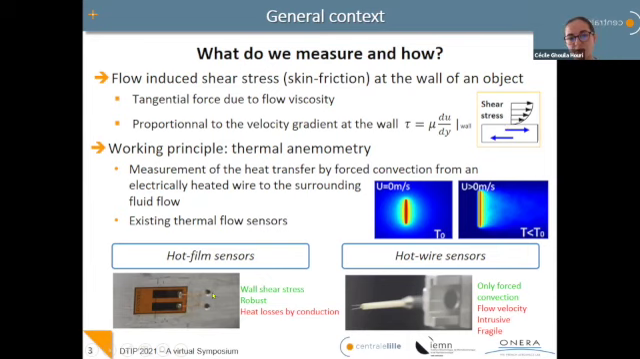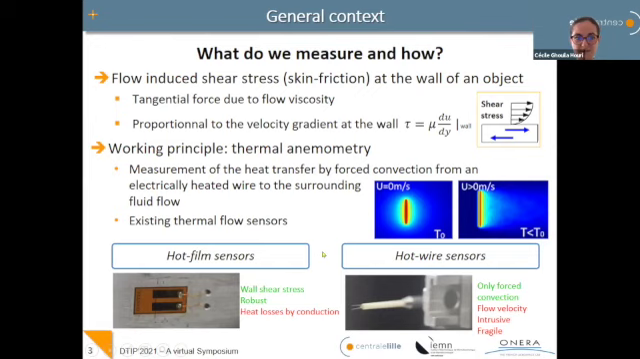The main drawback of hot films, contrary to hot wires, is that the heat transfer that you measure is a combination of forced convection that we want to measure and also conduction in the wall. And actually, hot films cannot distinguish which is due to what.